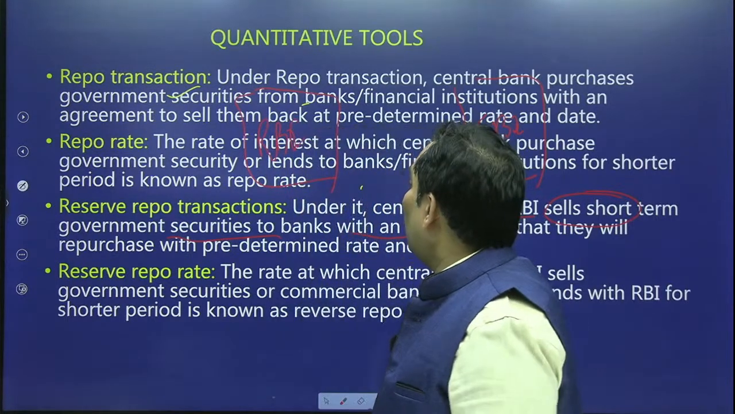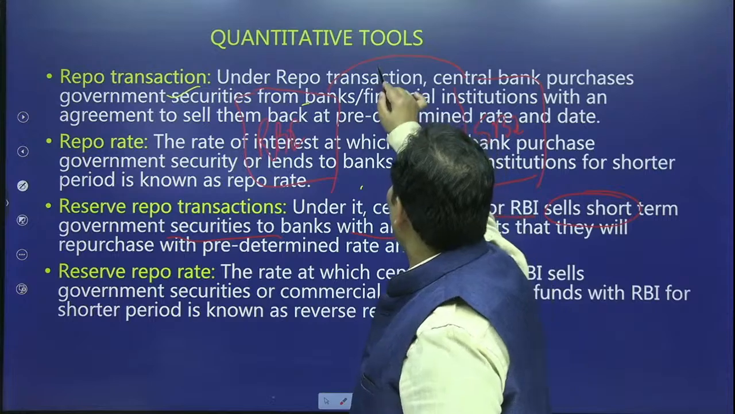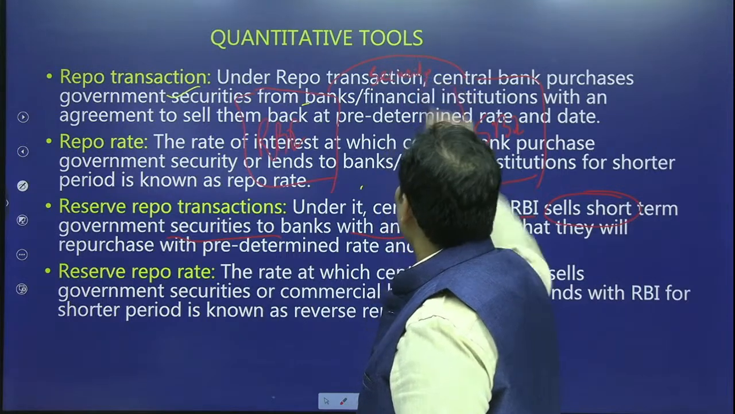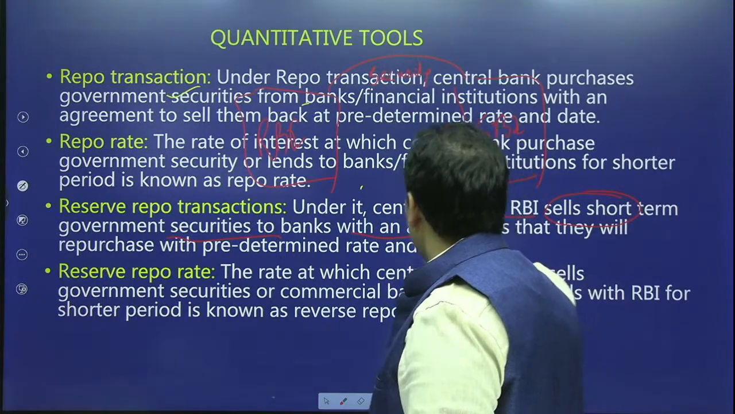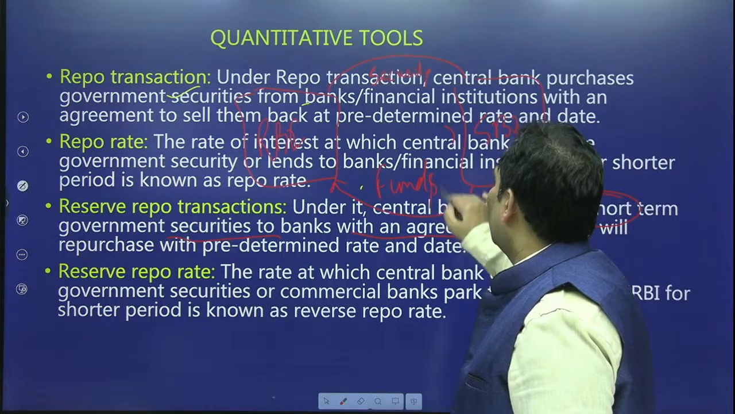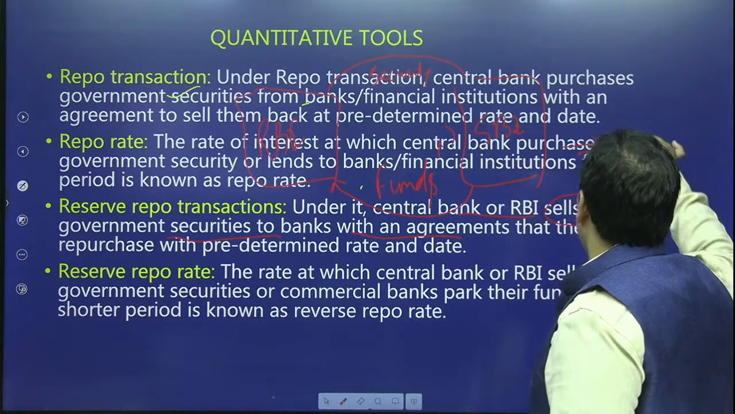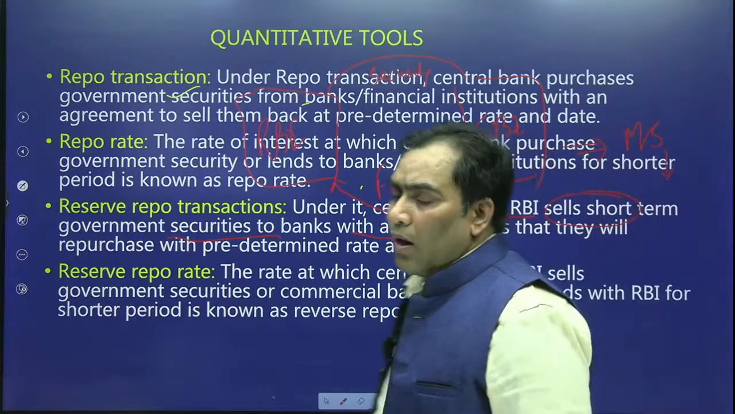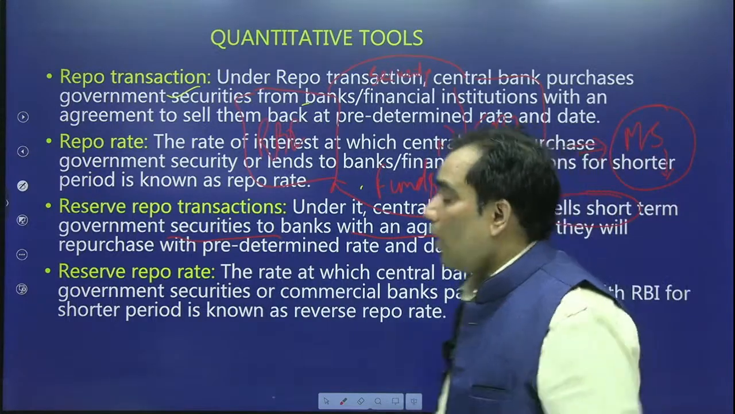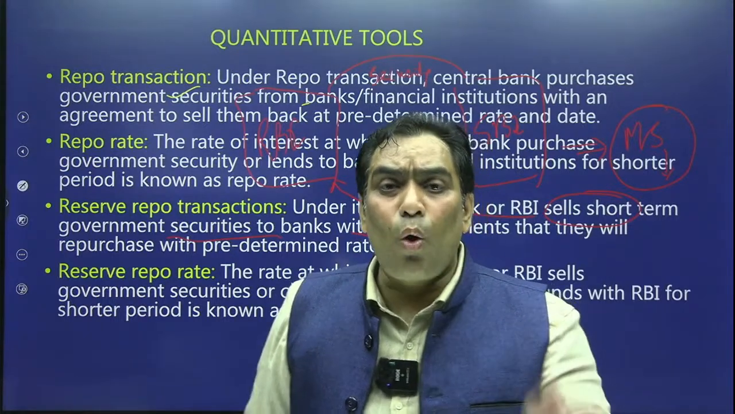So what does RBI do? RBI sells the government security. So the security will transfer under the reverse repo transaction, from RBI to SBI, and funds will transfer from SBI to RBI. The reverse repo transaction will be instrumental for reducing the money supply. I am going to repeat once again. Under reverse repo transactions, what happens? RBI sells the government security.